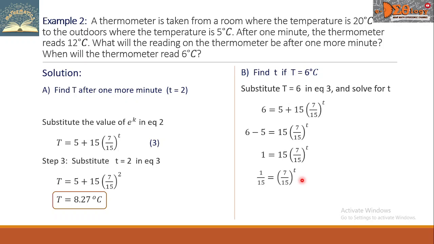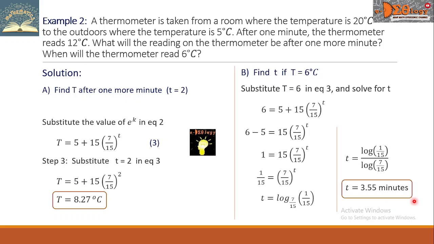We can convert this into logarithmic form and it becomes like this. t equals the log of 1 over 15 to the base 7 over 15. Using the law of logarithm, we can express t as log of 1 over 15 divided by the log of 7 over 15. Using calculator, we can simply get the value of small t, and that is 3.55. The small t is about time, so the unit of measurement is minutes. This is now the answer for the problem B.